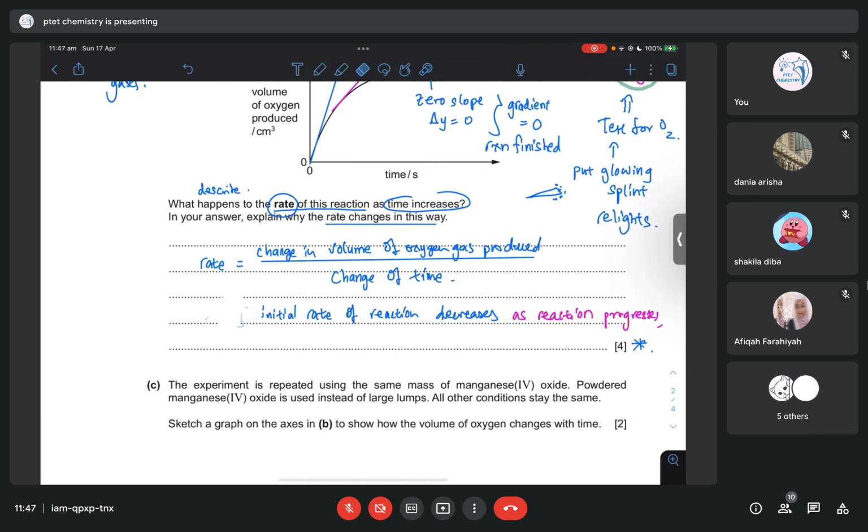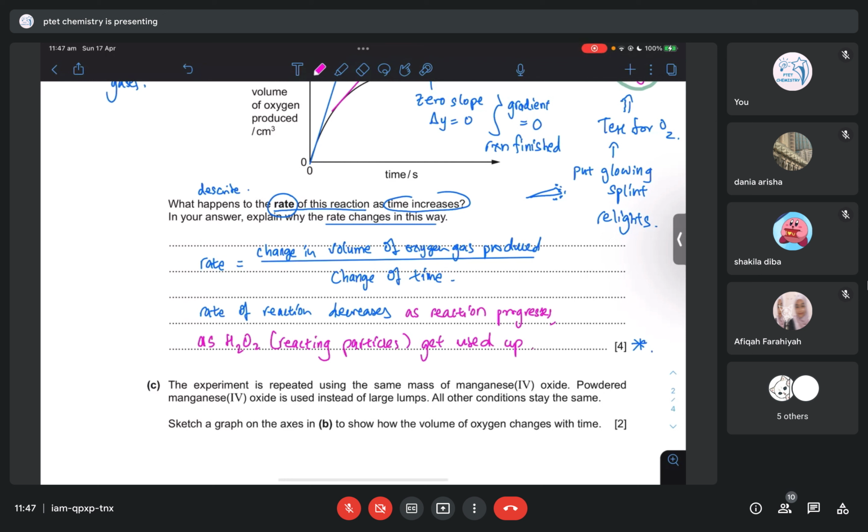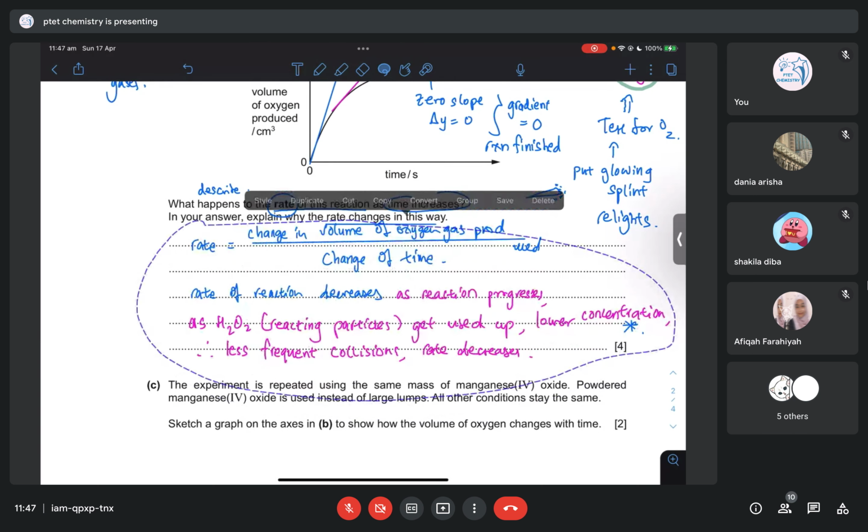Okay, so what we can say in general is the rate of reactions will decrease as reaction progresses because the H2O2, which is the reactant or the reacting particles, get used up. When they get used up or they undergo reactions, there will be lower concentration. Lower concentration means there is lesser of the particles, therefore less frequent collision because there are less particles that collide, and then rate decreases until everything is used up.